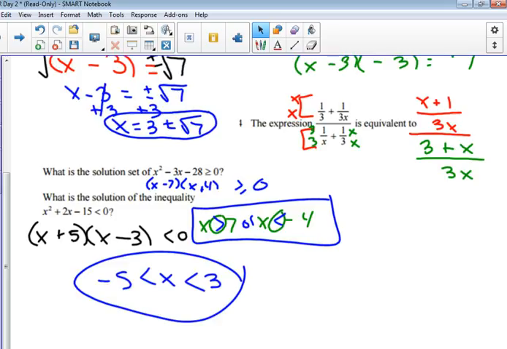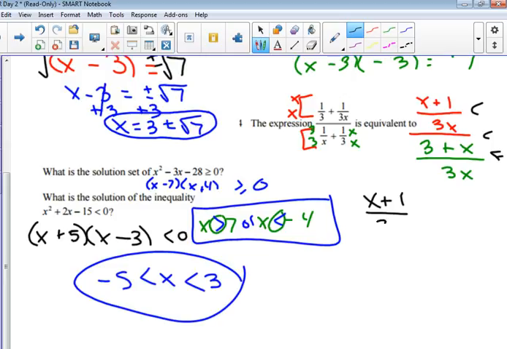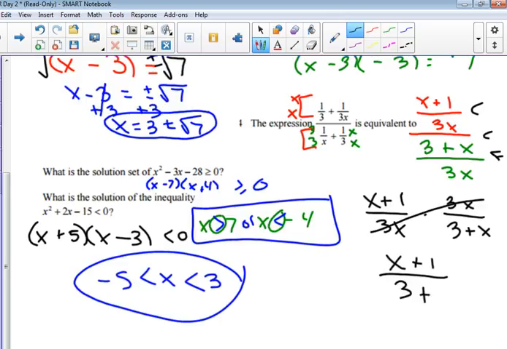Once you're here, now we can do the copy, change, flip. x plus 1 over 3x times, what's the bottom? Cancel, good. So we should have x plus 1 over 3 plus x.